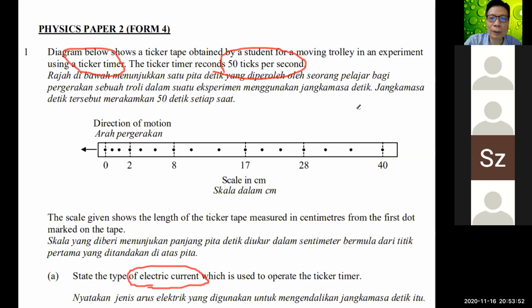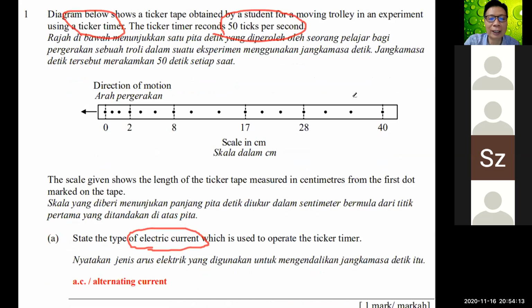Direct current means current flows in one direction. In one direction can make the machine vibrate like this, like that. Alternating current. Yes, alternating current. Justin already typed there, AC current. Yes, Justin, you are right. So the answer is alternating current, AC.